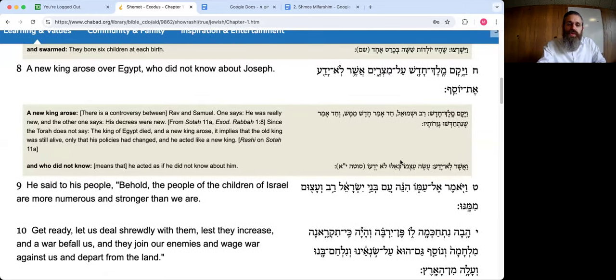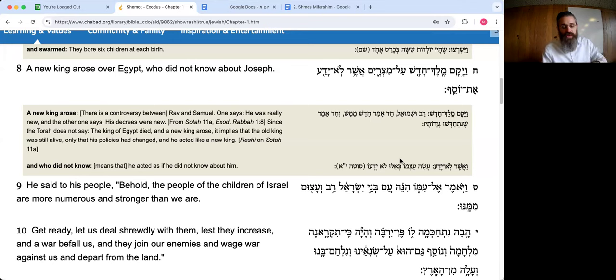A new king arose. There's a controversy between Rav and Shmuel. One says he was really new. And the other one says his decrees were new. Since the Torah does not say the king of Egypt died and a new king arose, it implies that the old king was still alive, and only that his policies had changed, and he acted like a new king.